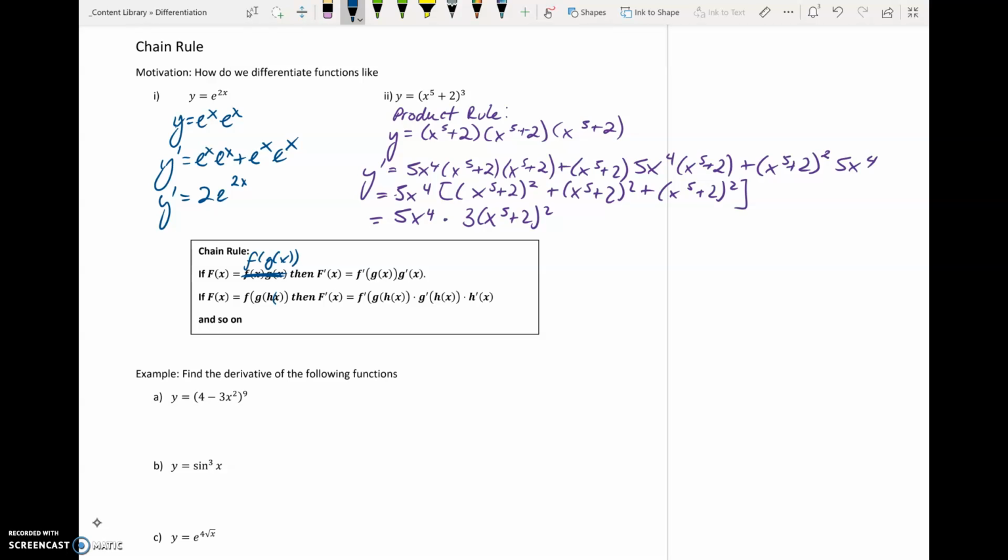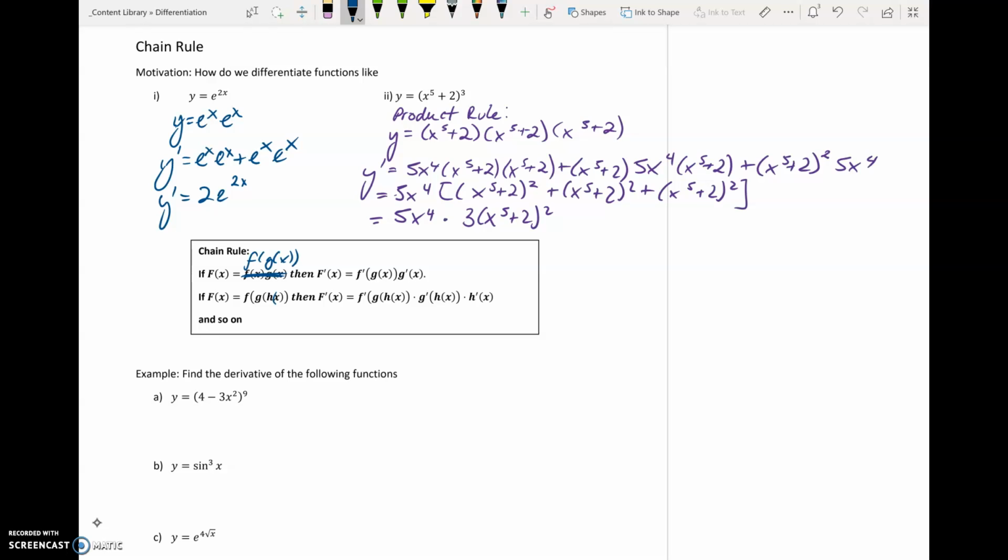If you notice these type of functions, there are functions of a function. E to the something is a function, 2x is a function. X to the power of 5 plus 2 is a function, and then something to the power of 3 is also a function. So what you can do here, you can use the chain rule to do this. It's going to be a lot easier than using your product rule and your quotient rule to do these type of polynomials and functions. Let's take a look at the chain rule.